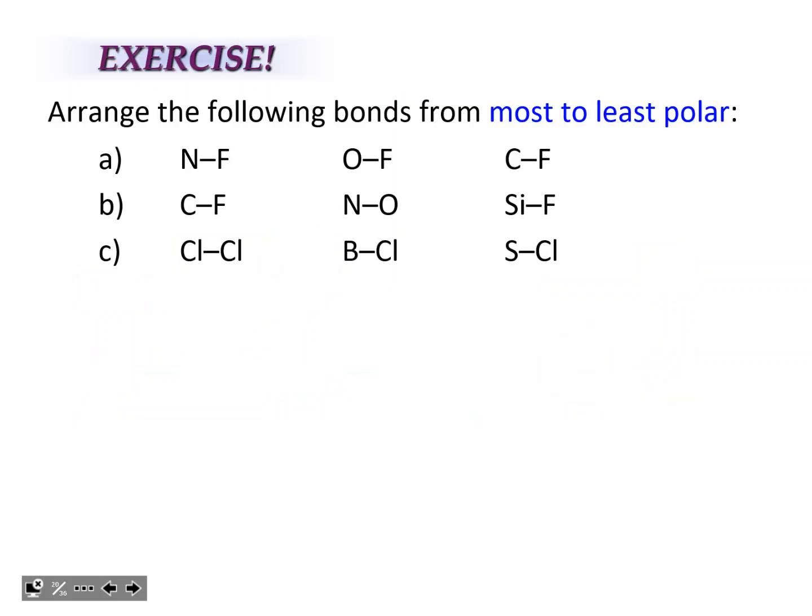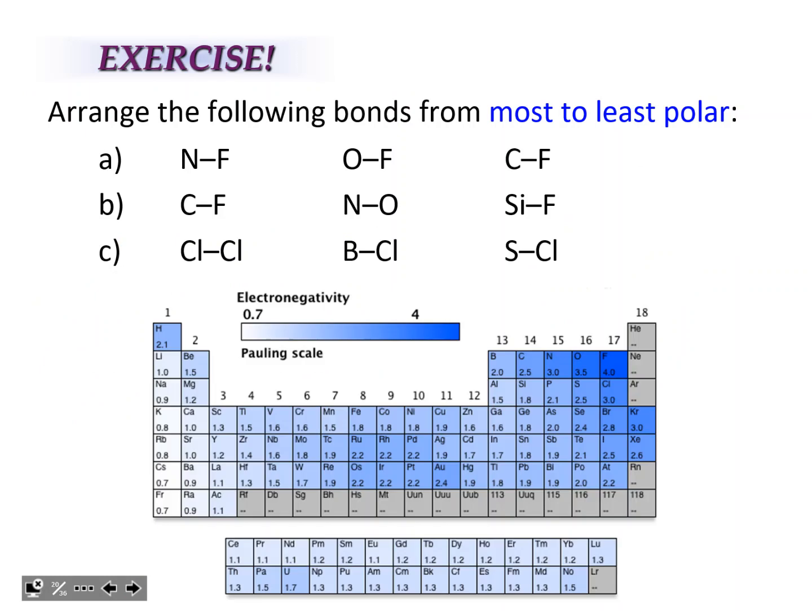Arrange the following bonds from most to least polar. A is a question, B is a question, C is a question, so do them separately. Okay, so let's talk about these. Now, in all likelihood, what you're going to see on a test or an AP exam is not the electronegativity chart. They're not going to give it to you. You're going to use your periodic table to qualitatively decide.